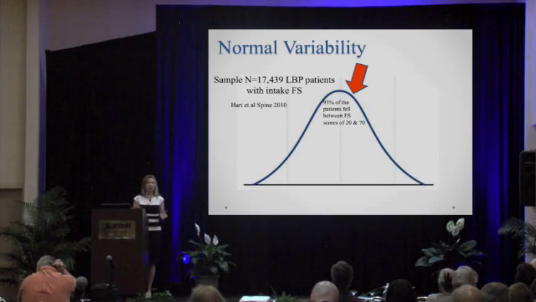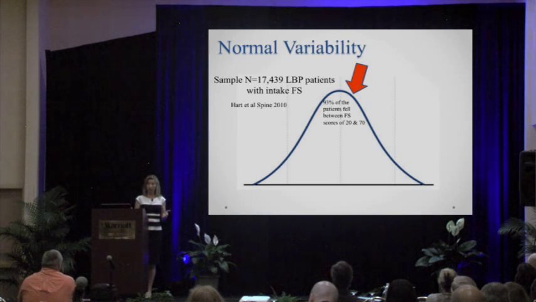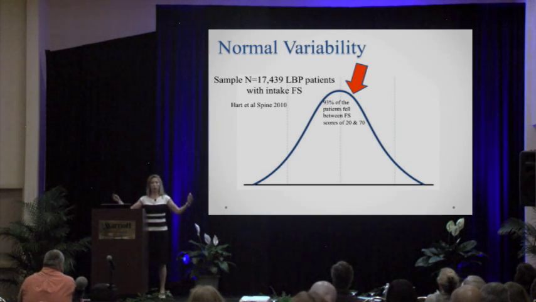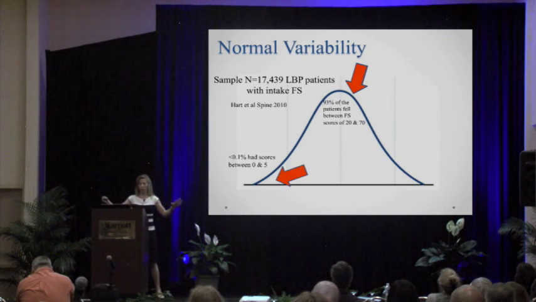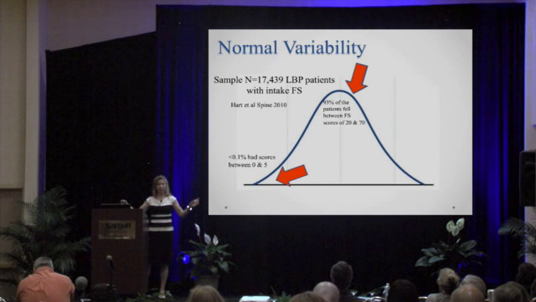Another way of looking at this is a study that Mark pulled, published by Dr. Hart and Associates in 2010, a sample of 17,000 patients with low back pain looking at their intake FS scores. And you can see, as far as this variability, 93% of the patients were somewhere between this 20 and 70 score. Okay, 93% were between those scores, with very few at the ends.